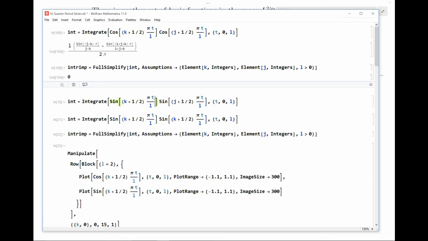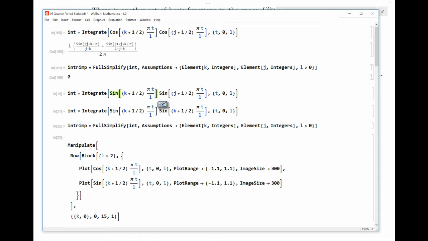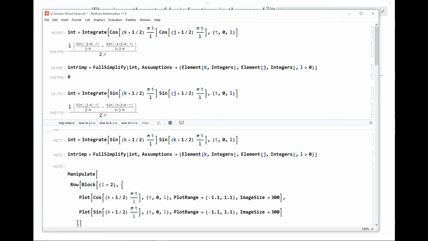Let me compute the inner product of every sine with every other sine. So it's the same kind of formula, except that cosines are replaced with sines. Computing it gives me exactly the same expression. Well, this is not surprising because, as we're going to see later, the cosines and the sines of quarter periods are actually reflections of each other, so their integrals have to be the same.